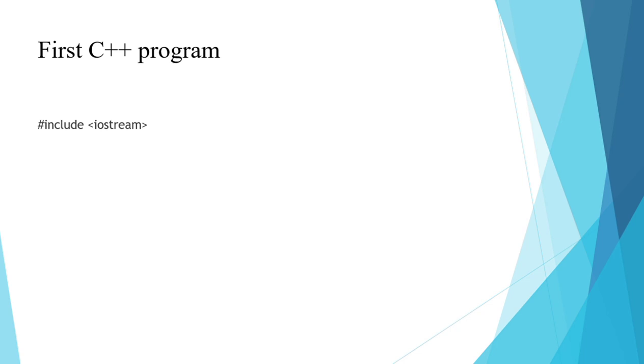Hello world. Program example in C++. Now, let's take a look at a basic Hello World program in C++. This is a simple program that outputs the message Hello World to the console.